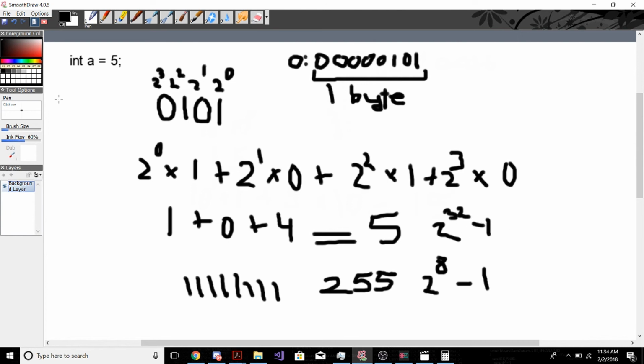So that was just a brief lesson on data storage. We'll continue more in the next tutorial. In the next tutorial, I believe I'll be talking about signed and unsigned integers. Yeah, so look forward to that.